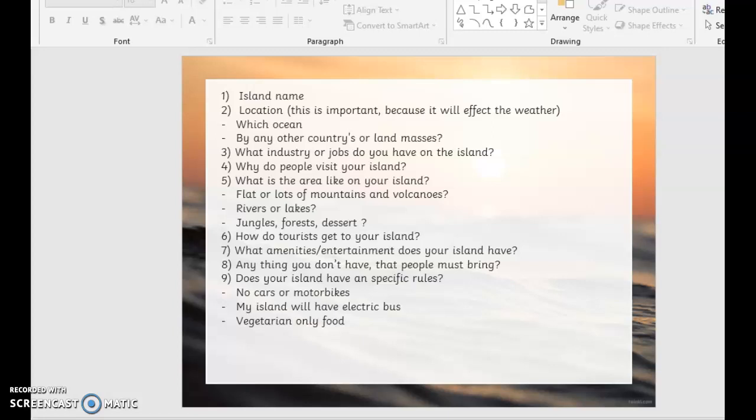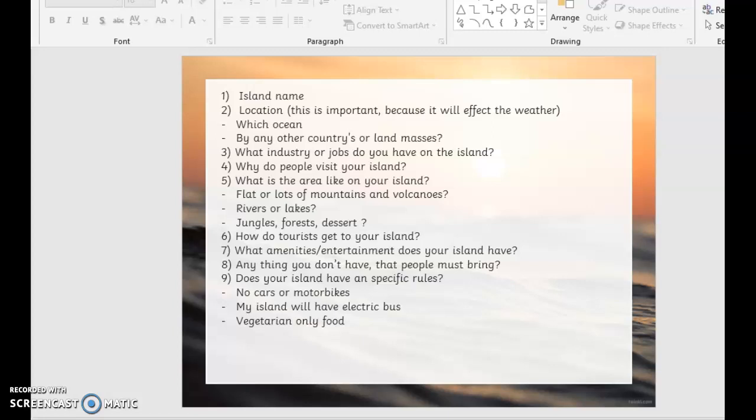Number 4, why do people visit your island? If it's in the north, does it have great skiing? Is it a good place to hang out in the summer when where you live is cold? But why do people come there? Hawaii is an island, and so is Japan or Singapore. I think that people go to Singapore for a much different reason than they go to Hawaii.